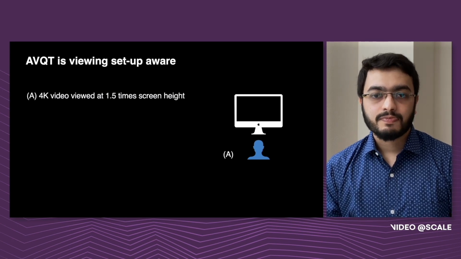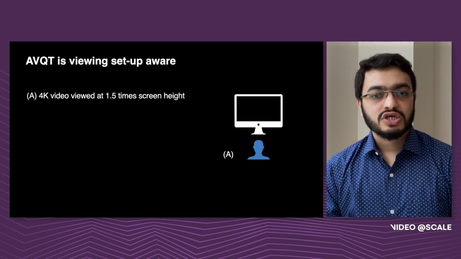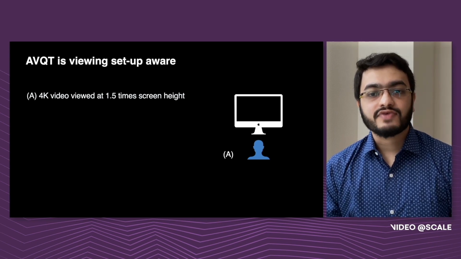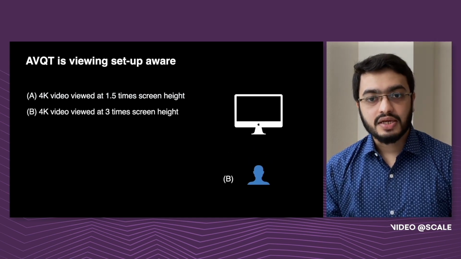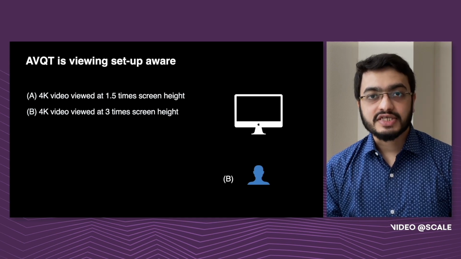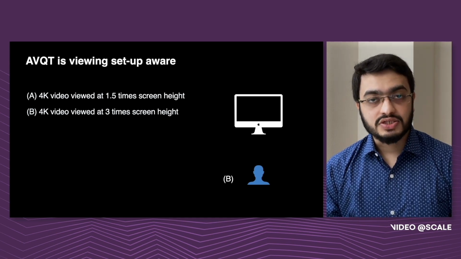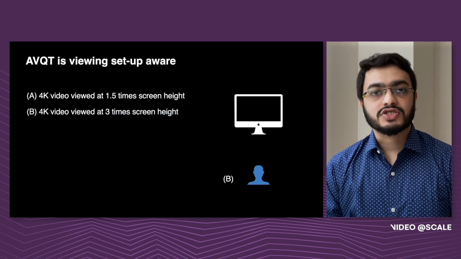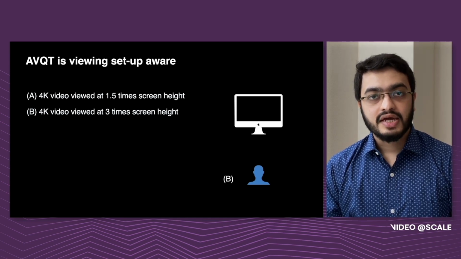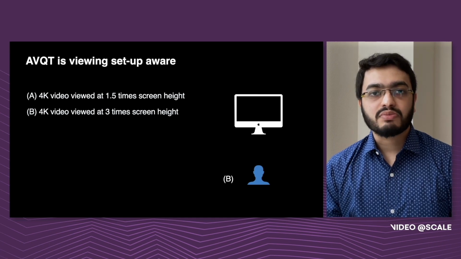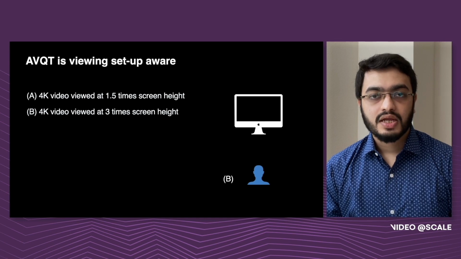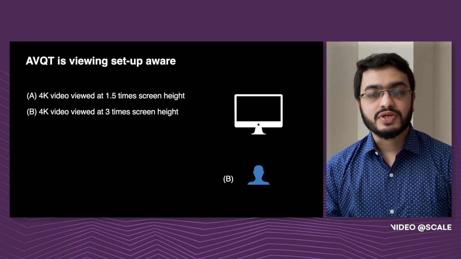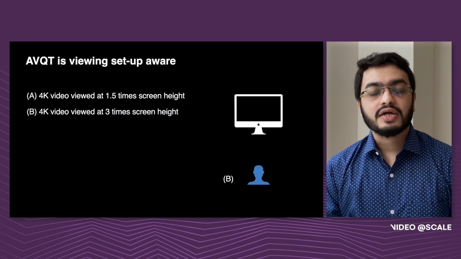Consider two scenarios. In scenario A, you are watching a 4K video on a 4K display at a viewing distance of 1.5 times the height of the screen. In scenario B, you are watching the same video on the same display, but now at a viewing distance which is 3 times the height of the screen. Clearly, in scenario B, you will miss out on some of the artifacts which were visible when you were watching it closely. This implies that your perceived video quality in scenario B will be higher than in scenario A.